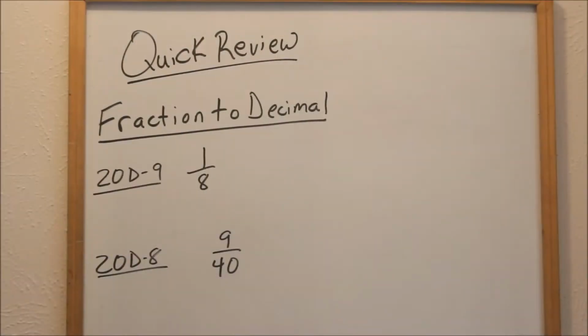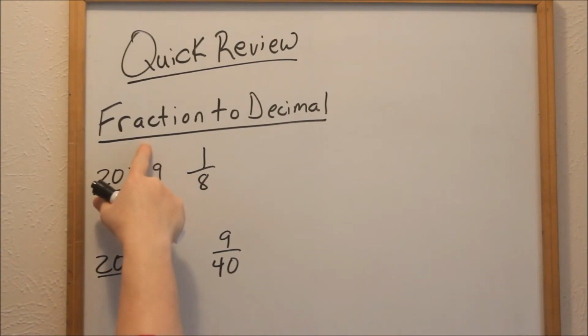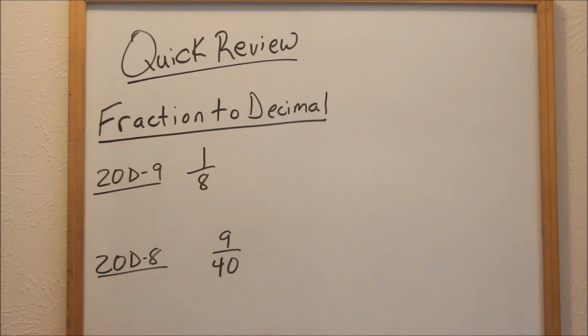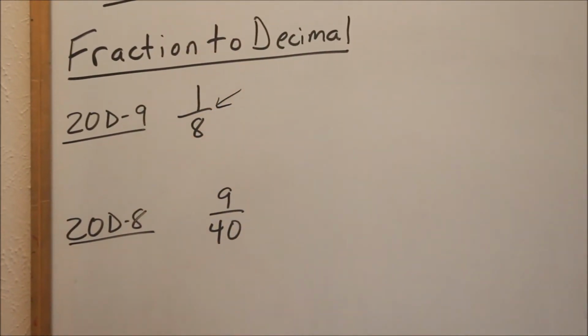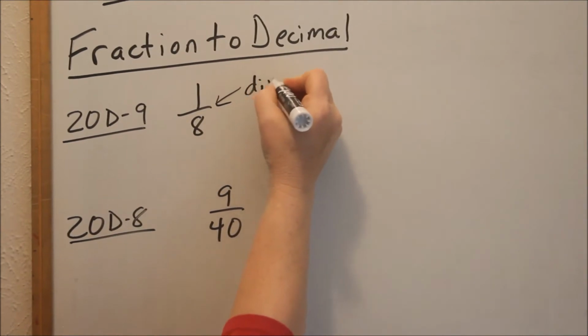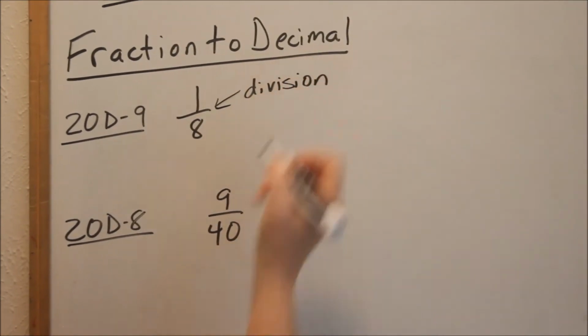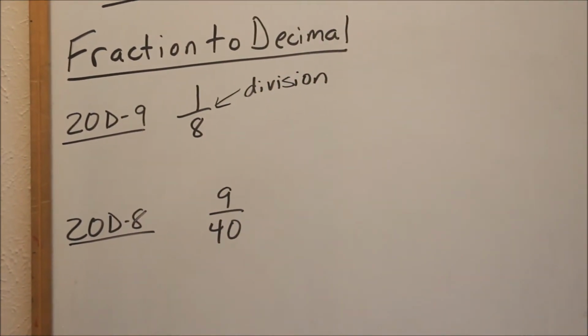Okay, this is the quick review out of lesson 20. The very first thing they're going to do in the quick review on the D page is a fraction to a decimal. So looking at 20D number 9, you have this fraction 1/8. Just as a reminder, that symbol means division. That's the operation you're doing. That is 1 divided by 8.